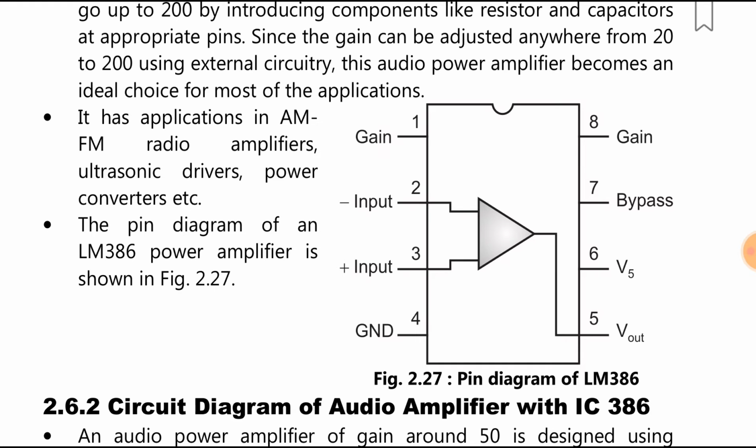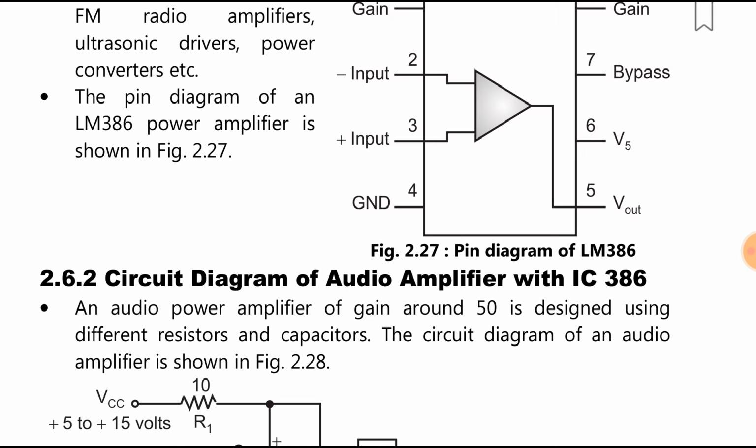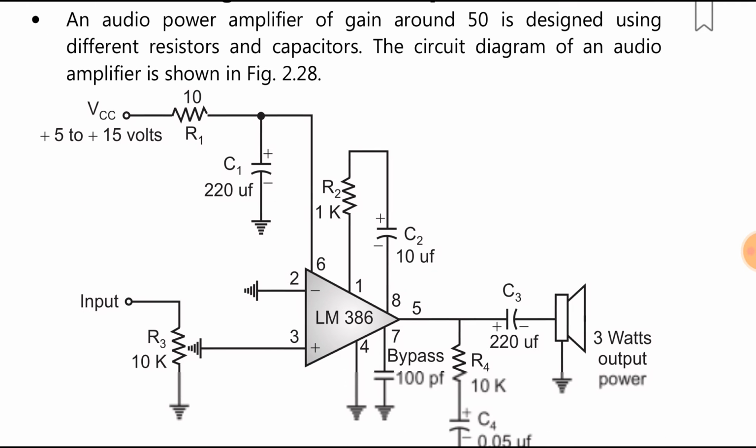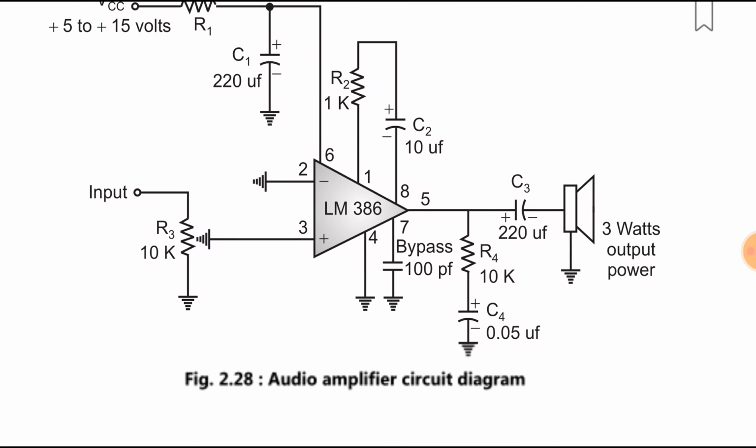It has applications in AM and FM radio amplifiers, ultrasonic drivers, power converters, etc. The pin diagram of the LM386 power amplifier is shown here. Now, the circuit diagram of an audio amplifier with LM386. An audio power amplifier of gain about 50 is designed using different resistors and capacitors. The circuit diagram of the audio power amplifier is shown like this.